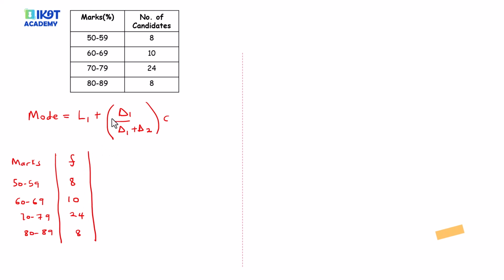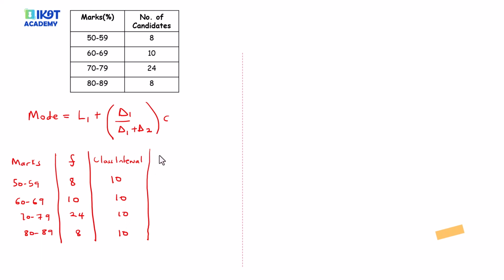Now, the frequency, I'm going to use it to find the delta 1 and the delta 2. So I need C, the class interval. I need a column for the class interval, which is called just C for class interval. So I say 59 minus 50, that's 9 plus 1, that's 10. 69 minus 60, 9 plus 1, 10. So if this makes sense, 10.